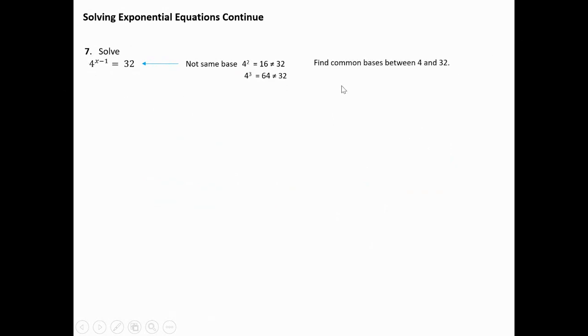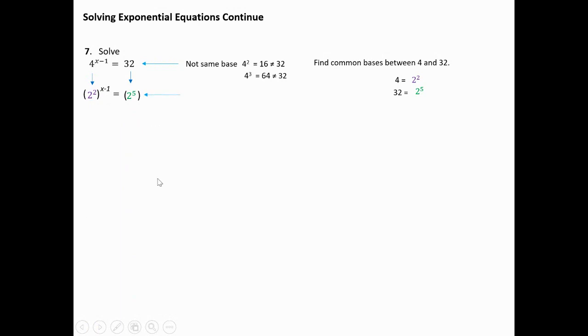So perhaps we can use 2. The common base between 4 and 32 is going to be 2, because 4 is equal to 2 squared, and 32 equals, I believe, 2 to the 5th power. So then 4 is equal to 2 squared, bring down the x minus 1, and 32 is the same thing as 2 to the 5th power.